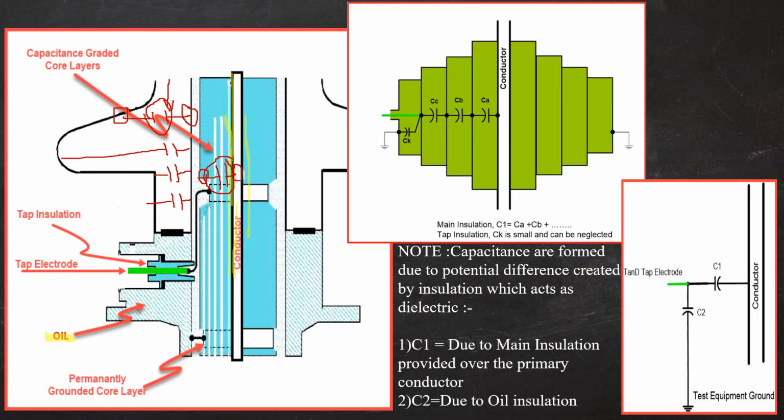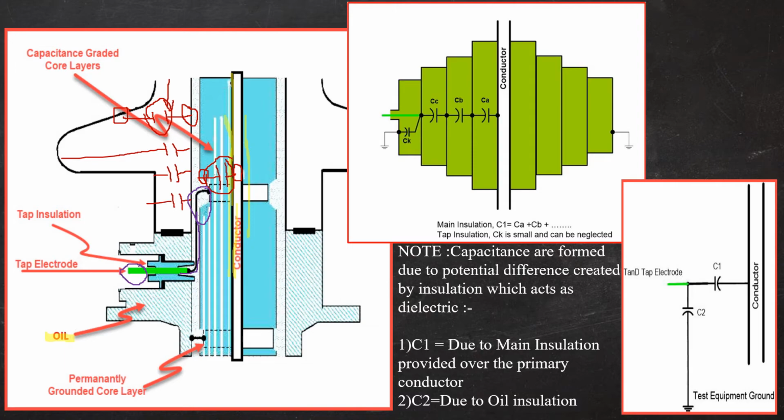giving you a series parallel combination of capacitance. Now, in order to measure this capacitance, they are providing a tapping. This is the tapping that is being provided over the insulation so that this can be measured. The tapping is being taken out from the secondary terminal box, and this tapping point is nothing but the tan delta point from where the tan delta as well as the capacitance will be measured. Moreover, this tan delta point is grounded.